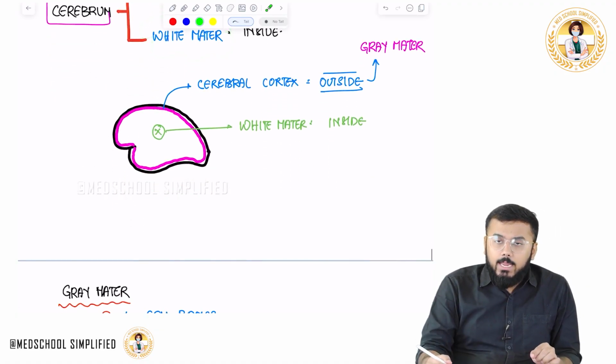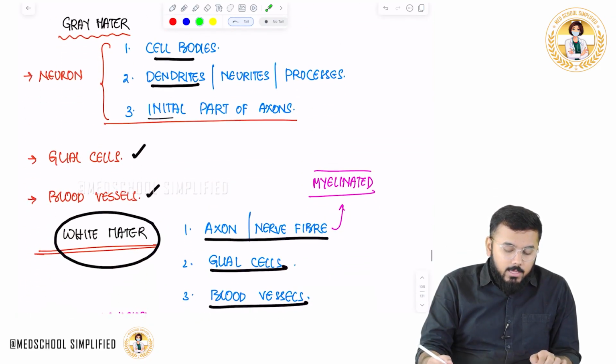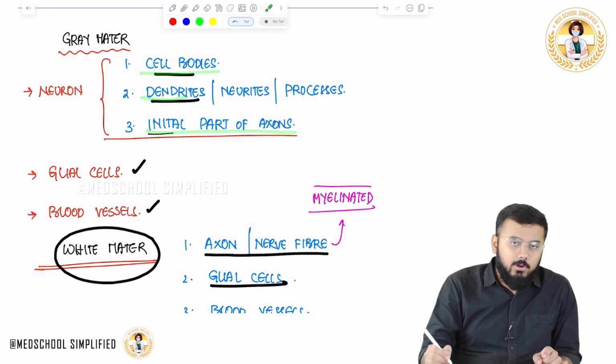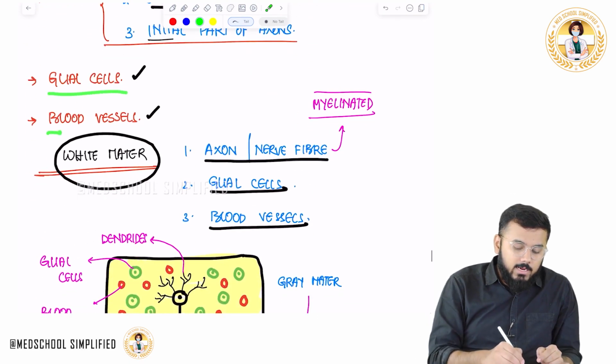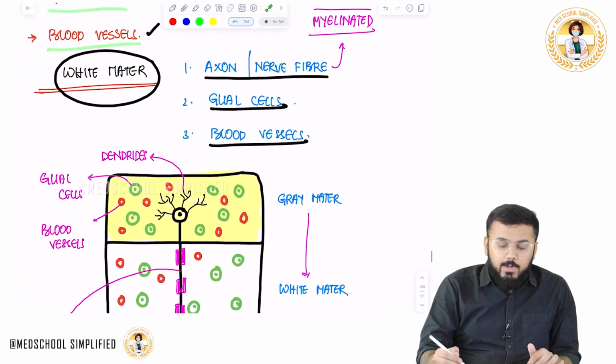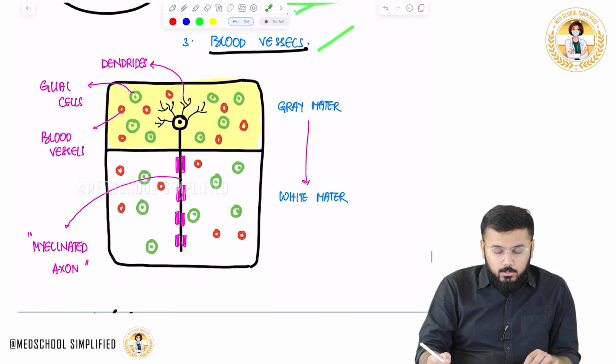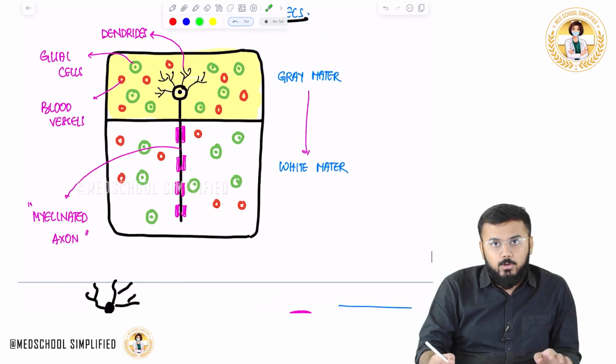So outer gray matter and inner white matter over here. Gray matter is having what? Gray matter is having cell bodies, dendrites and the initial part of the axon. It is also having glial cells and blood vessels. White matter is having what? Myelinated axons. Glial cells and blood vessels are located here too. By looking at this picture, it will be much more clear.